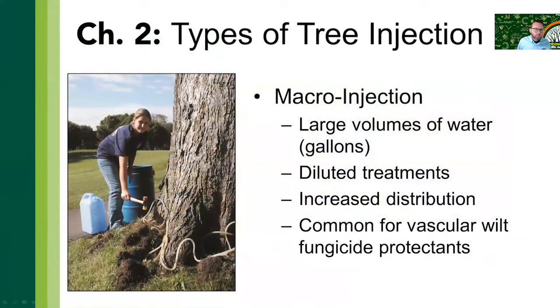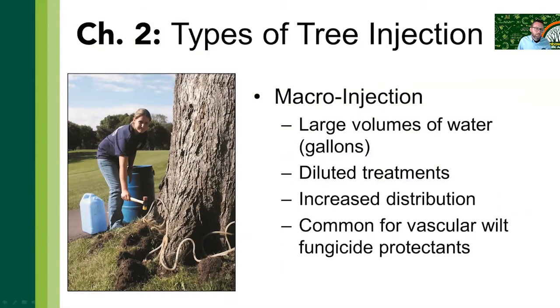And with macro tree injection, what we are usually doing is injecting large volumes of water, ounces to liters to gallons of water, into a tree at highly diluted rates. We do this so that we get increased distribution in the canopy of the tree. And we do this with fungicides, specifically fungicides that we're using for our wilt diseases.